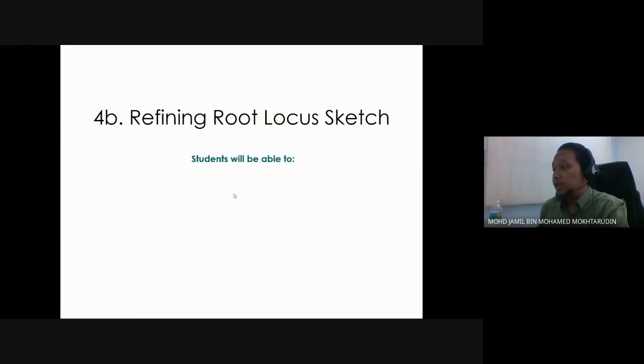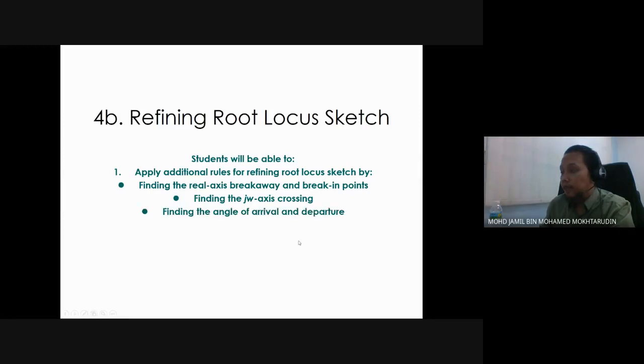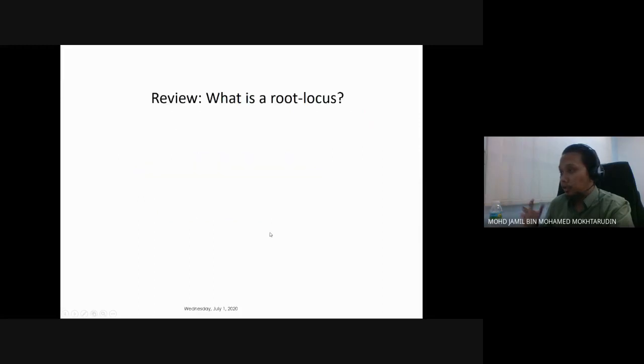Students will be able to apply additional rules for refining the root locus sketch by finding the real axis breakaway and breaking points, finding the jω axis crossing, and finding the angle of arrival and departure. We will go into learning about the rules, and then after that we will learn about these three additional rules.